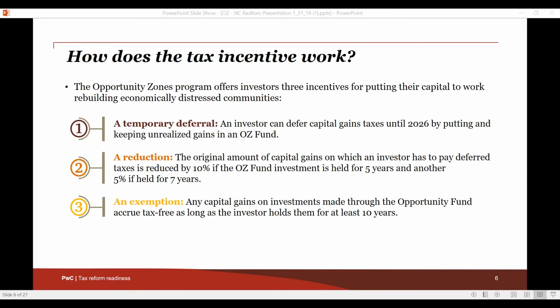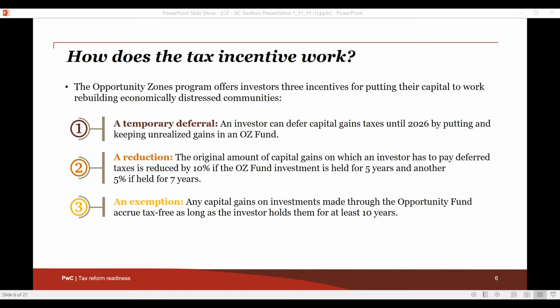Second, if the original amount of capital gain the taxpayer has elected to defer has been held in the fund for 5 years, then the taxpayer gets a 10% reduction in tax. And if the taxpayer holds it for a total of 7 years, they get an additional 5% reduction. The third incentive is if the investment is held for 10 years, any appreciation on that investment is tax-free.